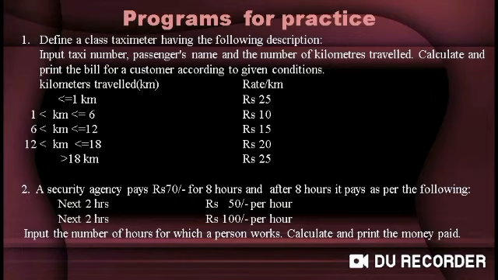Okay. Then the second question says the security agency pays rupees 70 for 8 hours and after 8 hours it pays as per the following. So children, in this question, for the first 8 hours the payment is fixed. So you have to take care of this, that for the first 8 hours it is rupees 70. So you will not multiply in this case. So you have to see it accordingly and do it. So after 8 hours it pays as per the following. Next 2 hours it is rupees 50 per hour and the next 2 hours it is rupees 100 per hour. So input the number of hours for which a person works, calculate and print the money paid.